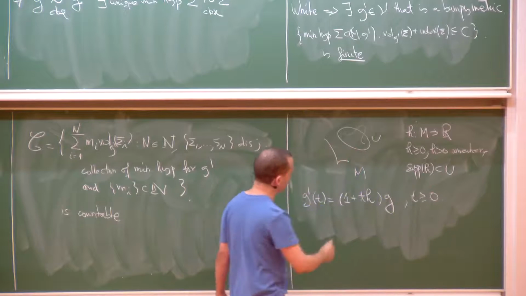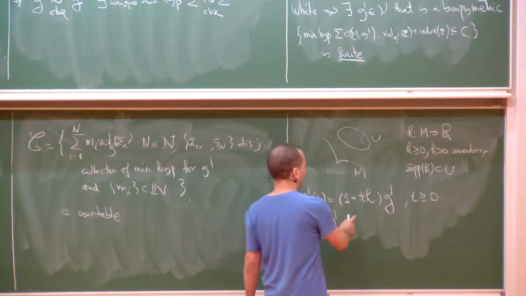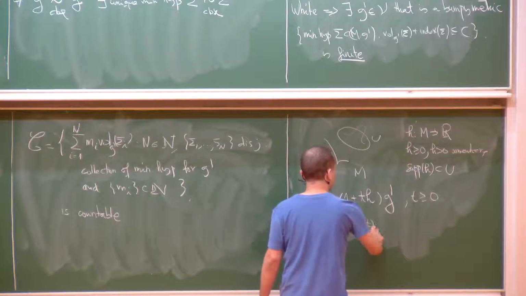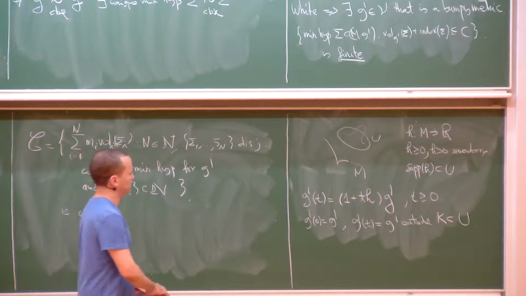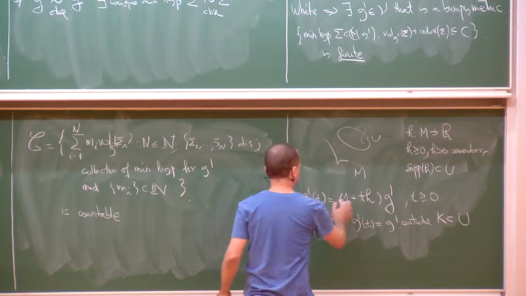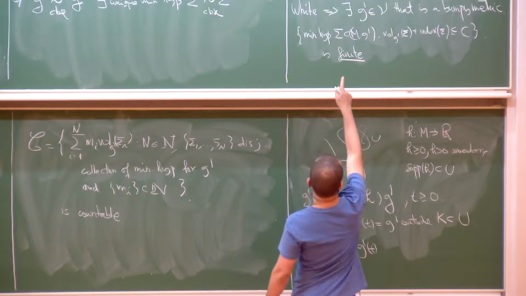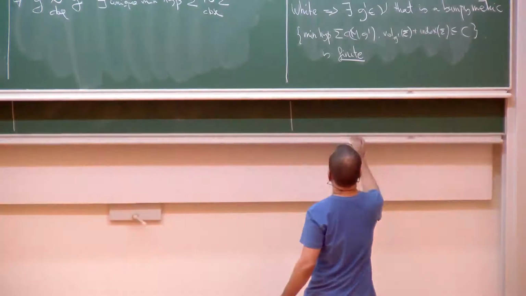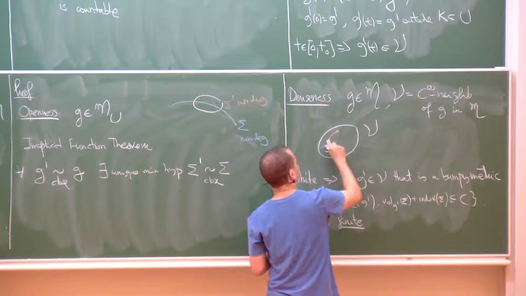So this is a smooth metric. It has the property that, of course, G prime of 0 is just G prime. And of course, because h vanishes outside U, I also have that G prime of t coincides with G prime outside some compact set contained in U. Okay, so this is my deformation. So I'm deforming my metric G prime. Of course, if I take t very small, so there is some t naught, so that if t is smaller than t naught, then the metric G prime of t will still be in the neighborhood nu. So here I'm starting from this metric here, and then I have some deformation. Maybe this is G prime of t naught.